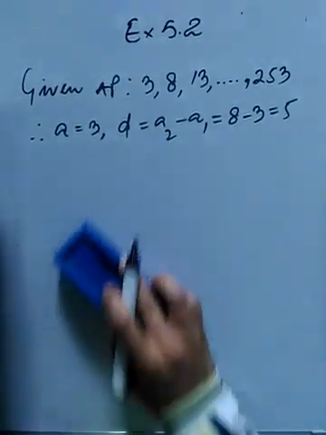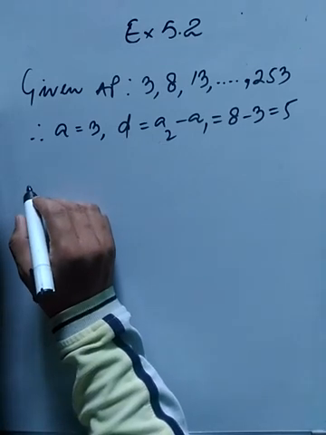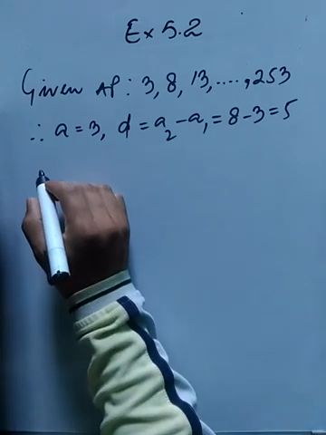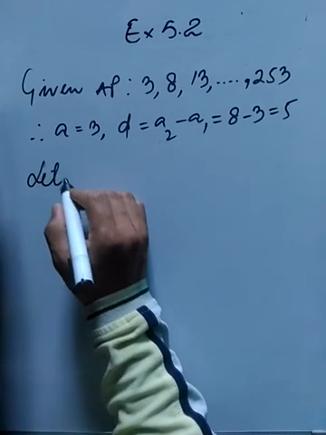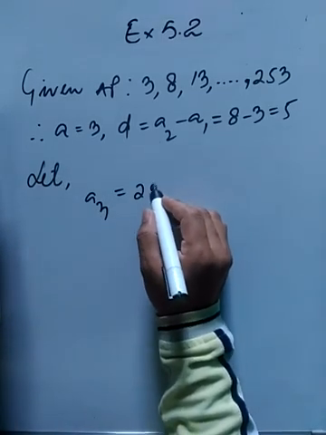Okay, we have to use one formula here. So let me just start now. Before that, we have to understand the total number of terms. How many terms are present in this AP? That is what we have to know. After it, we can apply the formula directly. So let an equal to 253.